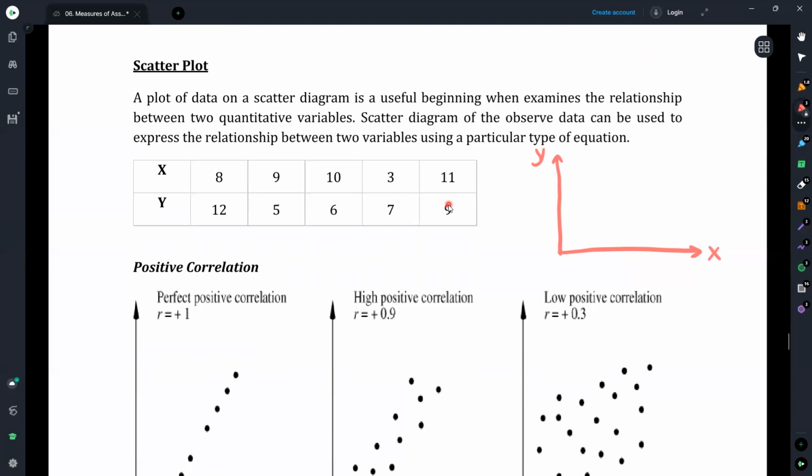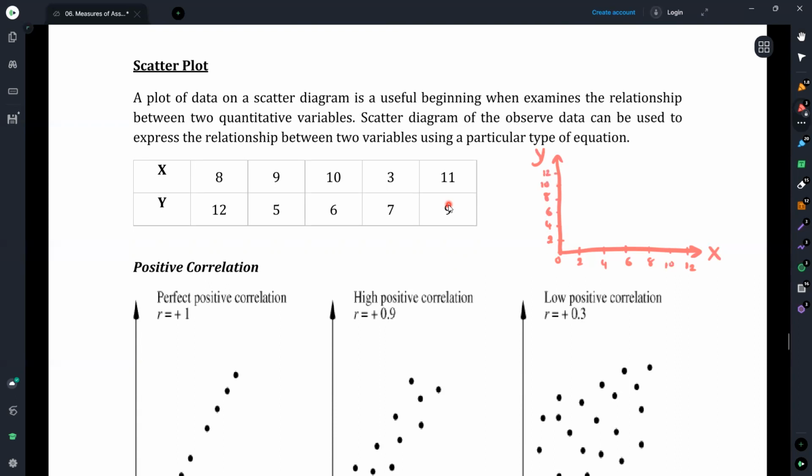Here we can see the values. The largest value is 11, and the smallest value is 3. Therefore, I can start from 0, then have the values 2, 4, 6, 8, 10, and 12. And for the y direction, I can see that the maximum is 12. Then here also I will take the scale as 2, 4, 6, 8, 10, and 12.